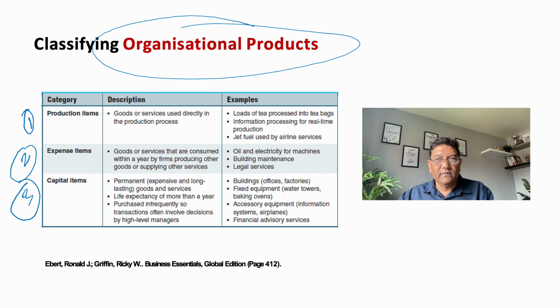It could be raw material, it could be the components you are using. For example, you are processing loads of tea into tea bags. So you might need tea bags for tea processing to put the tea in before it goes for sale. Those tea bags are the production items. Now it could be information as well. Information processing, information analysis, or data analysis for real-time production. You might need data to produce something.